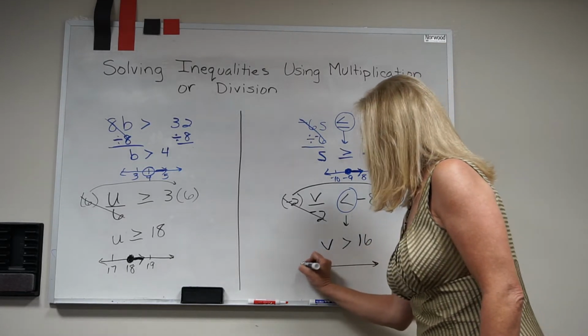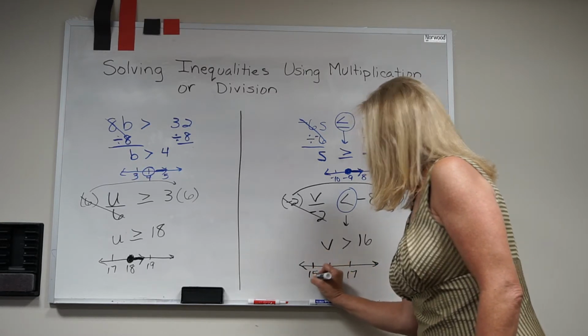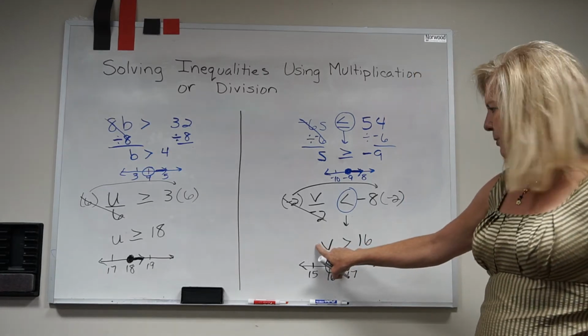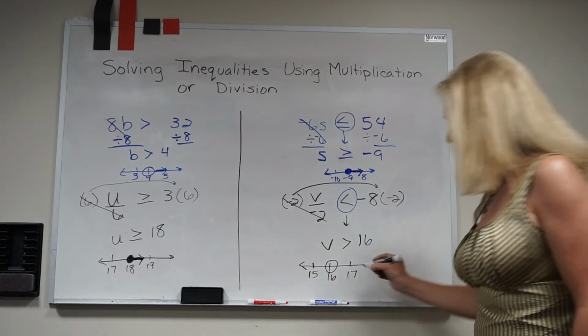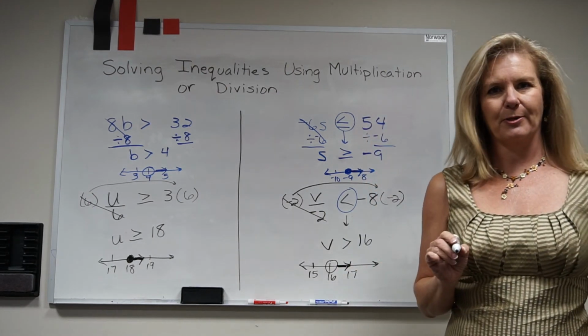I go to graph it. I have 16, 17, 15. I know it's an open circle. It's all numbers greater than 16. I put my arrow in the direction of the greater numbers.